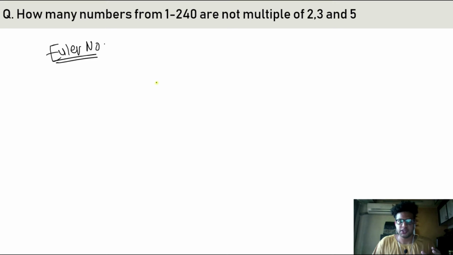Most of you might know this concept in the Euler theorem, which you apply to find the remainders or the last digit. But the application of Euler number doesn't end there. It's a very significant number. So let's try to find the Euler number of 240. In order to find the Euler number of any number, you need to prime factorize that number first. So 240 can be represented as 2 raised to 4 into 3 into 5.